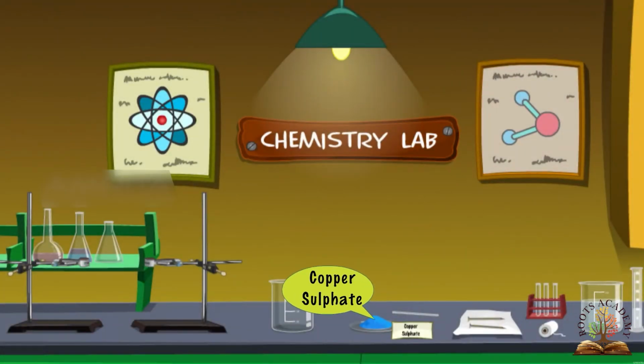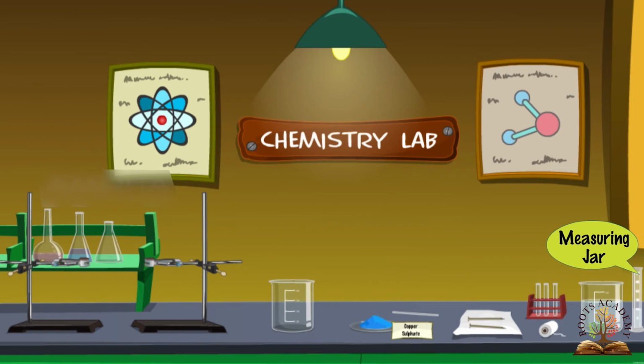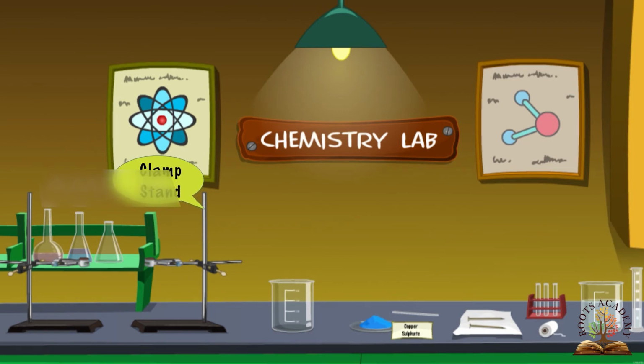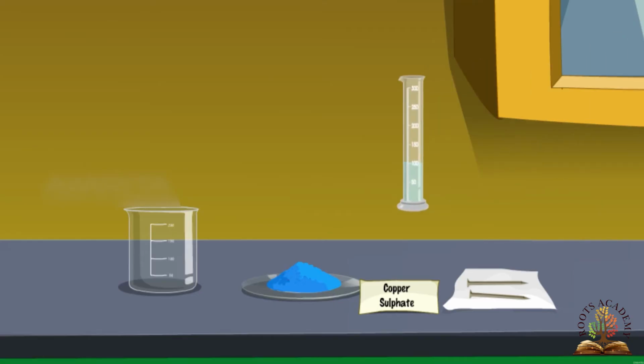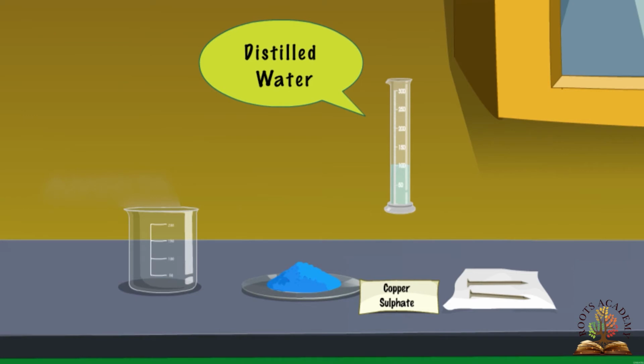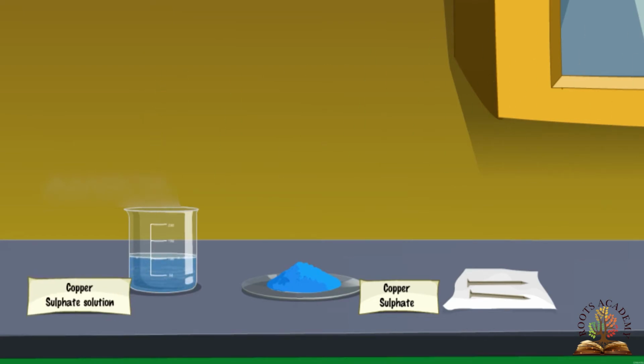We will require copper sulfate, iron nails, distilled water, a beaker, measuring jar, test tubes, 2 clamp stands, a piece of thread and a glass rod. Take sufficient quantity of distilled water in a measuring jar and pour it into a clean beaker. To this, add a required quantity of copper sulfate. Stir the contents in the beaker using a glass rod until the copper sulfate crystals dissolve completely.